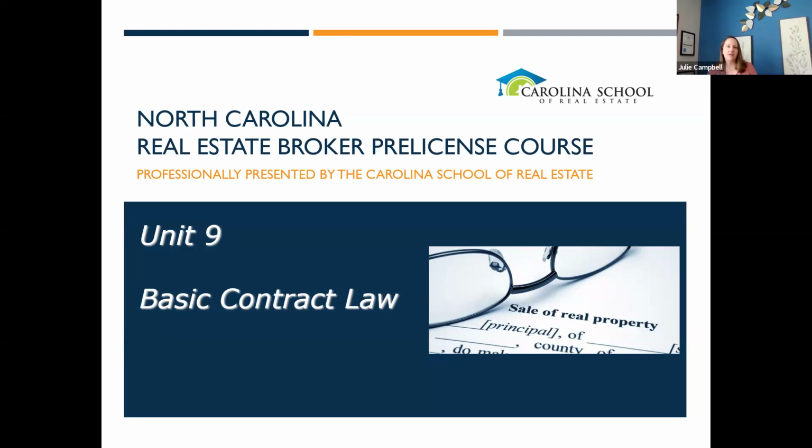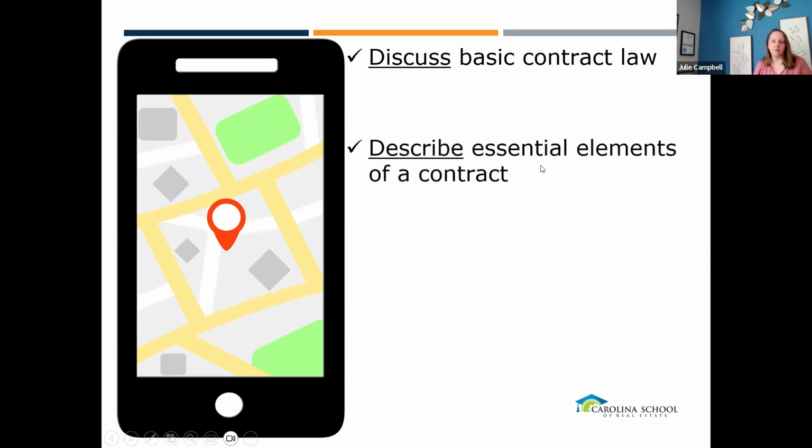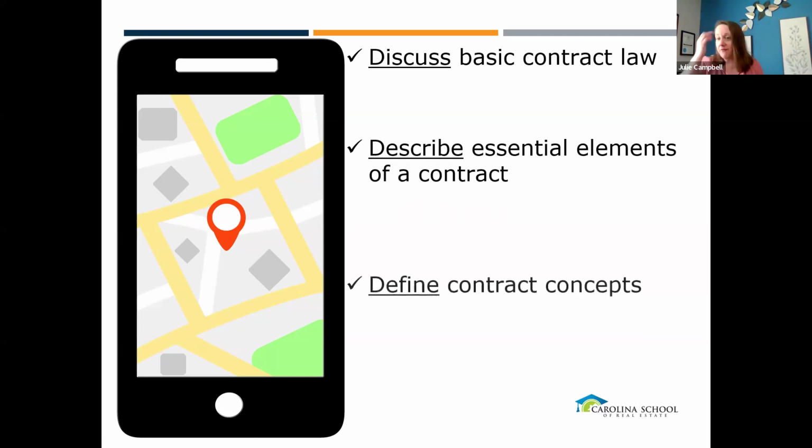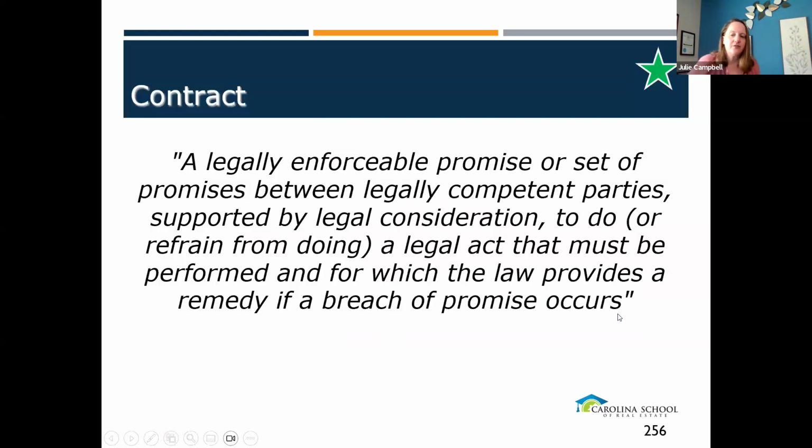I'm telling you right now, the key to Unit 9 is the terms, having a basic understanding of what these contract words mean. So basic contract law, and then in Unit 10, we get more specific into our sales contract. But to understand how contracts work, we're first going to discuss some basic contract law. We're going to talk about the essential elements of a contract, how the judge determines the validity of a contract. We're going to define some contract concepts and some contract terms. So, first things first. Let's define a contract.